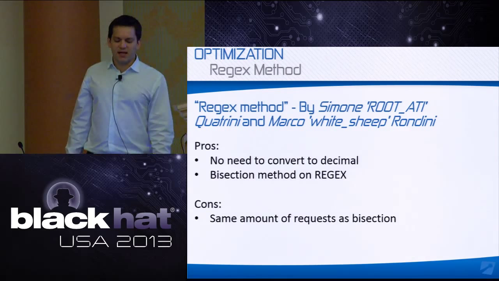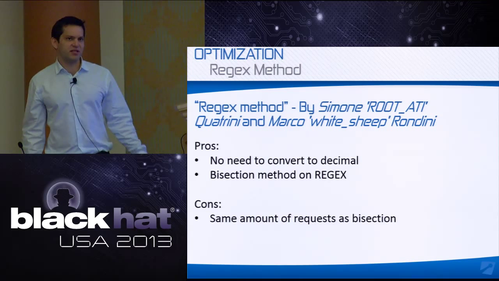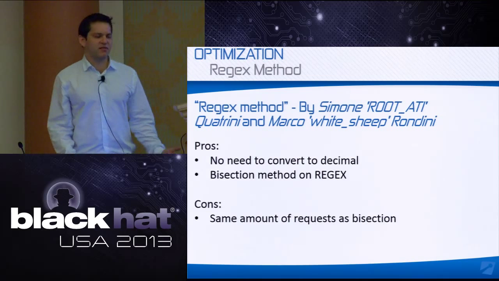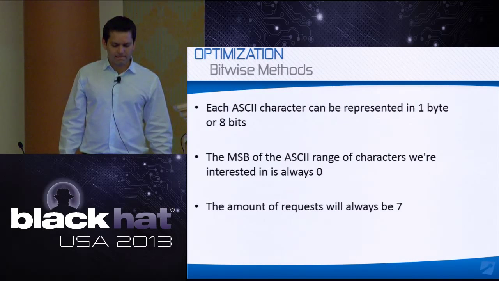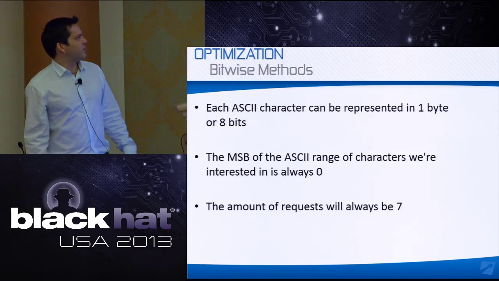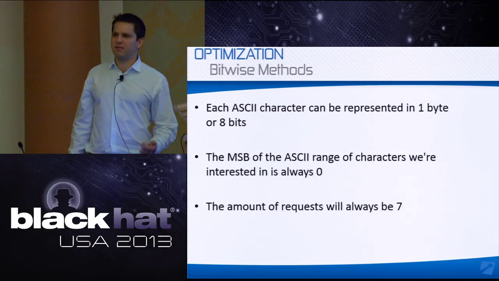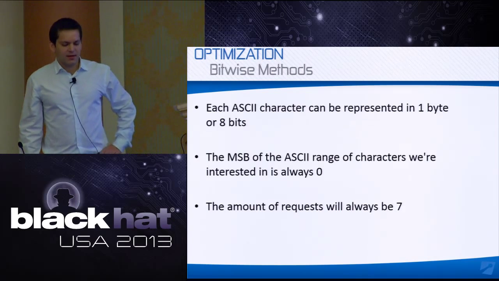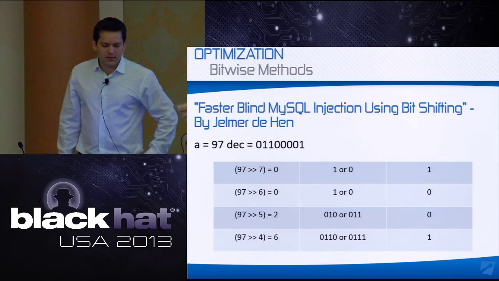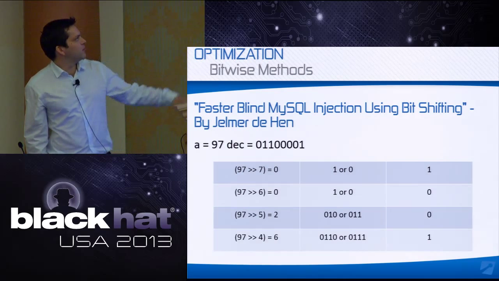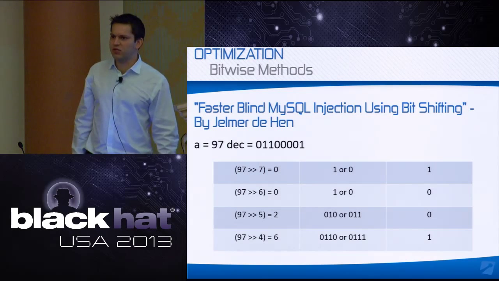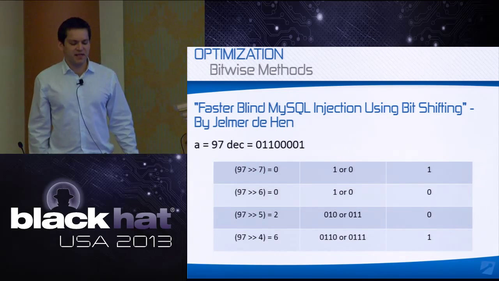So essentially, it has the same pros and cons as the binary search. It's just a different implementation of it. For the bitwise methods, there are several that we can use with different bitwise operators. The first one we'll be seeing quickly is Faster. Jomer Dehen wrote a paper, Faster Blind MySQL Injections, using bit shifting.